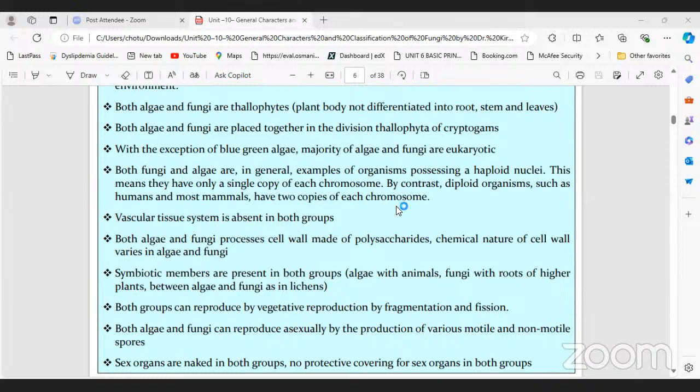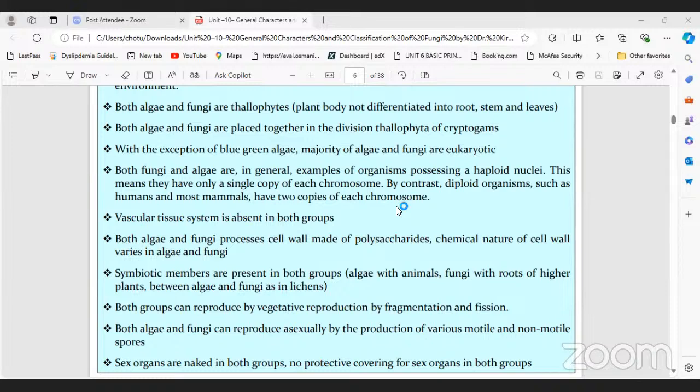Another thing is that both algae and fungi possess a cell wall made up of polysaccharides, though the chemical nature of the cell wall varies. Symbiotic members are present in both groups: algae with animals, and fungi with higher plants. The symbiosis between algae and fungi is called lichens. I'll explain lichens shortly. Both groups can reproduce vegetatively, by fragmentation and fusion. Both can also reproduce asexually by various motile and non-motile spores.